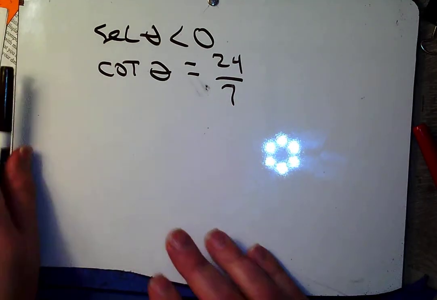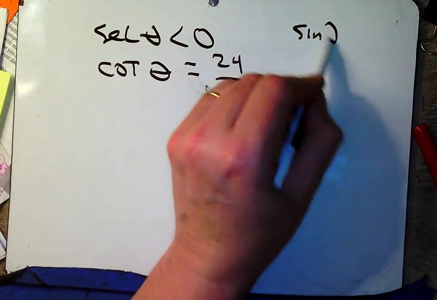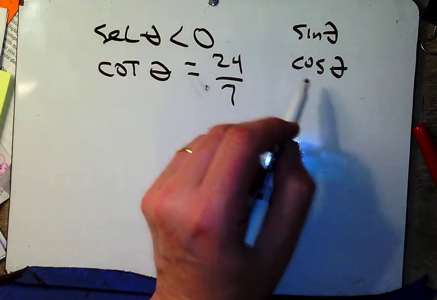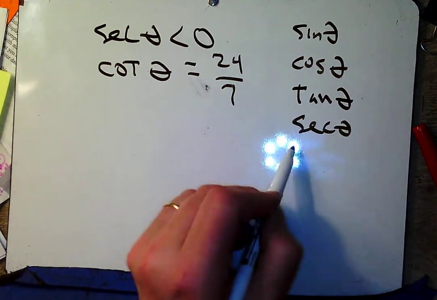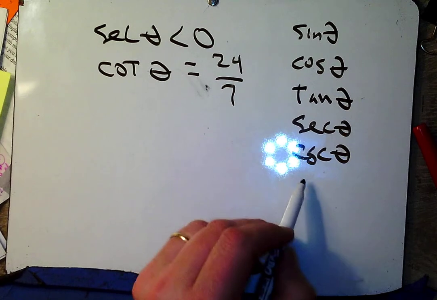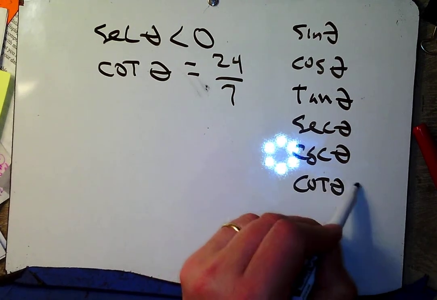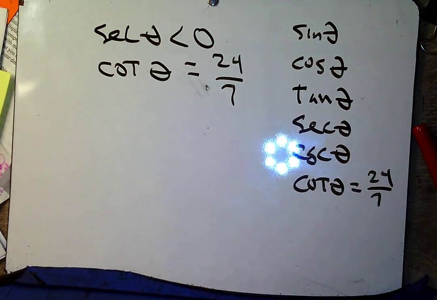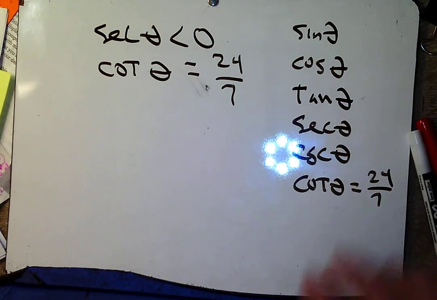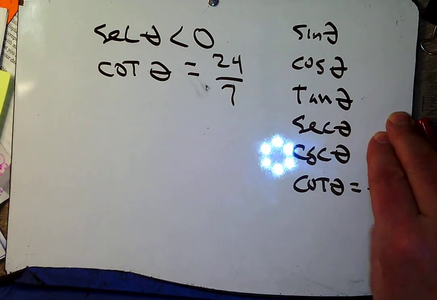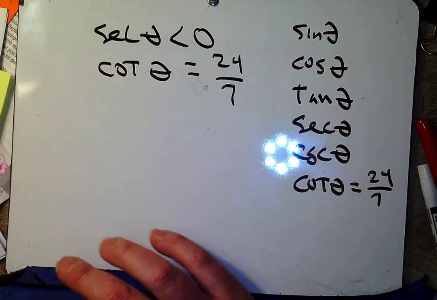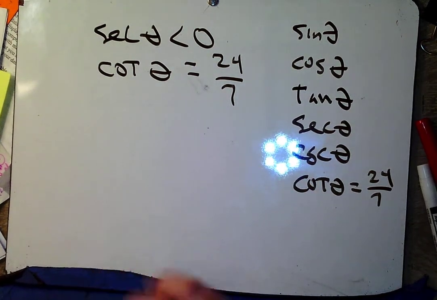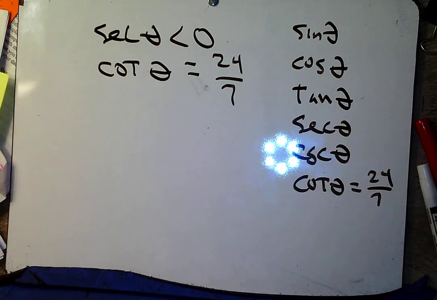And then C, find the sine of theta, the cosine of theta, the tangent of theta, the secant of theta, and the cosecant of theta, and we know the cotangent of theta is 24 over 7. The easiest way to do that is to draw a triangle, and you have to pay attention to what quadrant to draw that triangle in. What quadrant are you going to draw that triangle in?